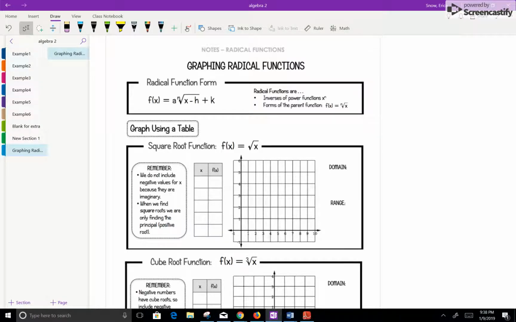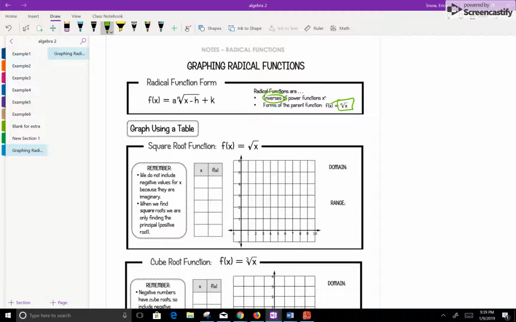So here we are graphing radical functions. They are the inverses of power functions. We're going to talk about inverses later on in 5.6. And they are forms of the parent function, the nth root of x. And we've talked about n being even and odd and what all of that means. So let's talk about what the parent function, square root of x, looks like.